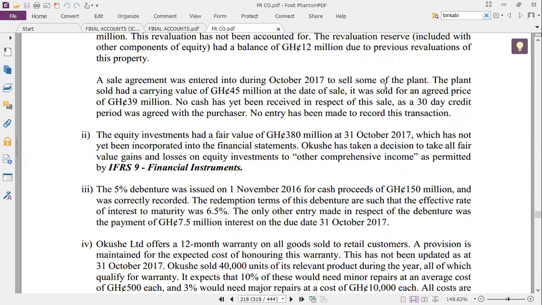So expect redraft. May 2012, and then 2017 November. So for 4 years, right? Note 2. The equity investment had a fair value of 380 million as at October 31st, 2017, which has not been incorporated into the financial statement. The company has taken a decision to take all fair value gains or loss on equity investment through other comprehensive income as permitted by the IFRS.